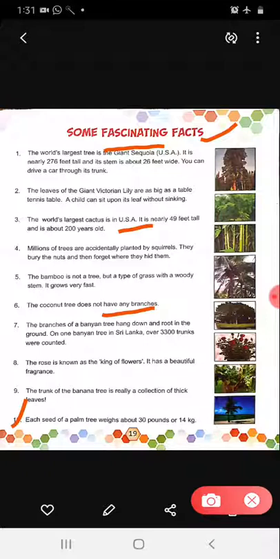The next is, the rose is known as the king of flowers. It has a beautiful fragrance. What is the meaning of fragrance? Fragrance means khushbu. Okay, in this way you go through all these points, and if there is any confusion, then you ask me the questions. Okay, then I will clear your confusions.